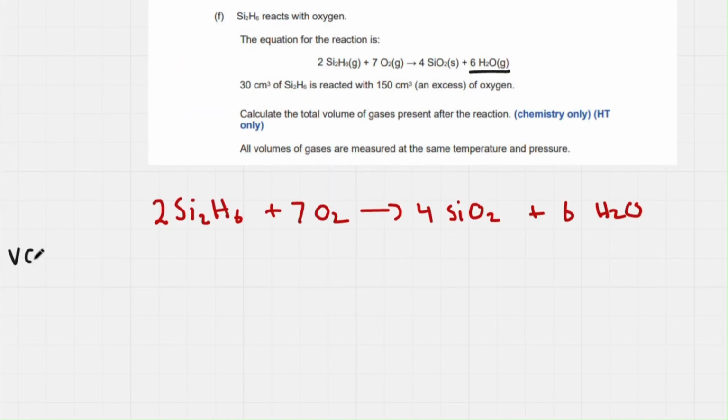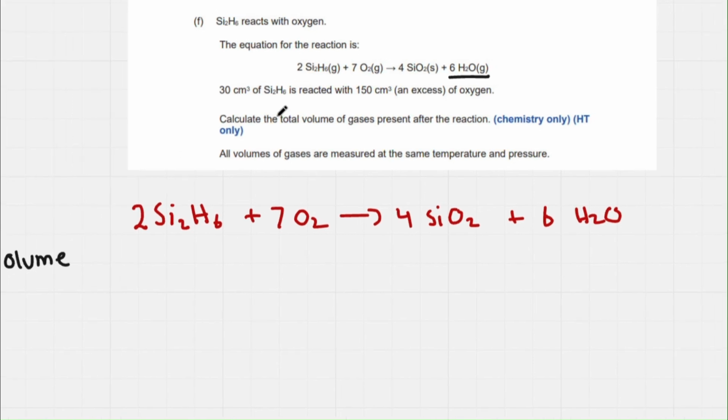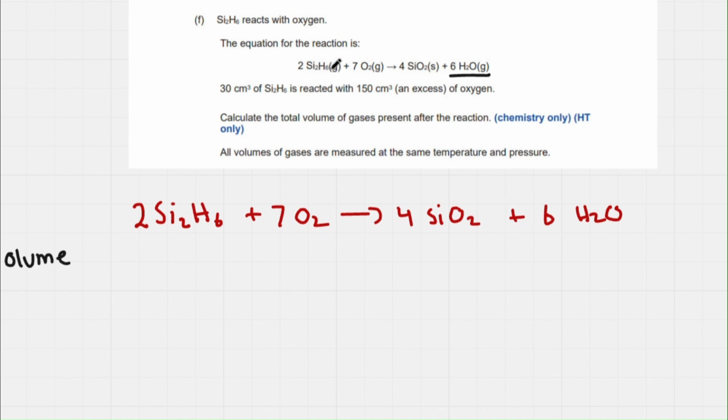On the left side, I'm going to write a volume, and this is how we will track how much volume is used in the reaction and how much we have at the end. So we're already told that in our reaction, there is 30 cm³ of Si2H6, which is going to be used. So this is the volume that we're given already. We're also told that it's reacted with 150 cm³ of excess oxygen. That means that not all of the oxygen is going to be reacted. Only some of it will react, some of it will be left over, which will be part of the total volume of gases present after the reaction.